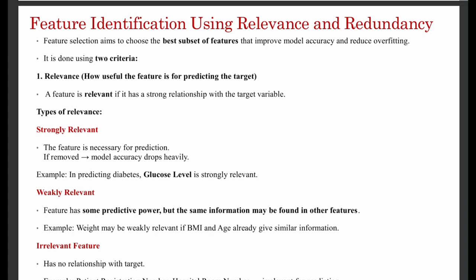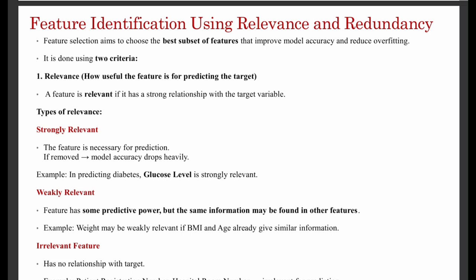A feature is irrelevant if it has no meaningful relationship with the target. Example: patient registration number or hospital room number. These have zero predictive power for health outcomes. How do we measure relevance? For numerical features, compute the Pearson correlation with the target. For categorical features, use the chi-square test. For classification problems, use information gain or mutual information.